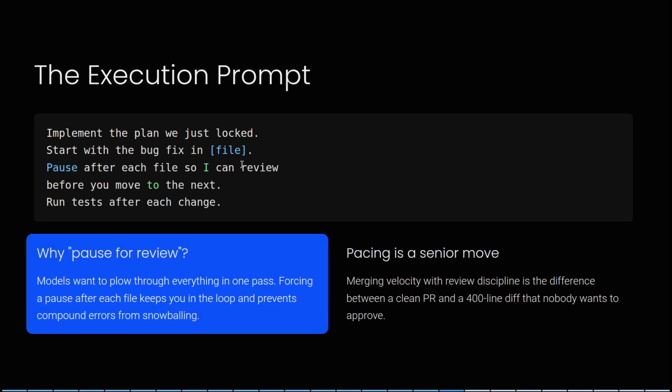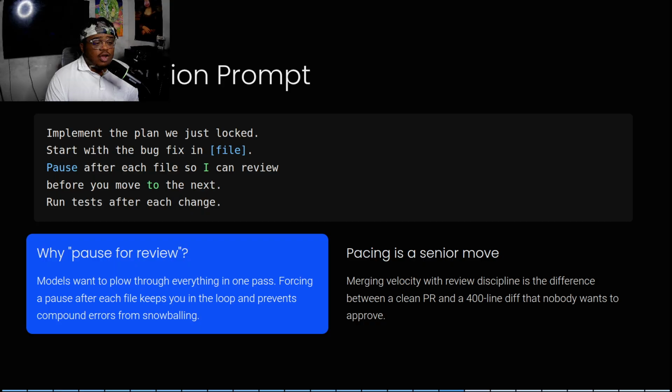Here's your execution part when you're working. It's, hey, implement that plan that we just locked, start the fix, pause after each thing so I can review that before you move to the next, run tests after each change. If you have not already saved this on your screen, take a moment, capture this, save it as a prompt that you're going to use later, and use this in your workflows. Why you're going to want to do this is because models can plow through everything in one pass.